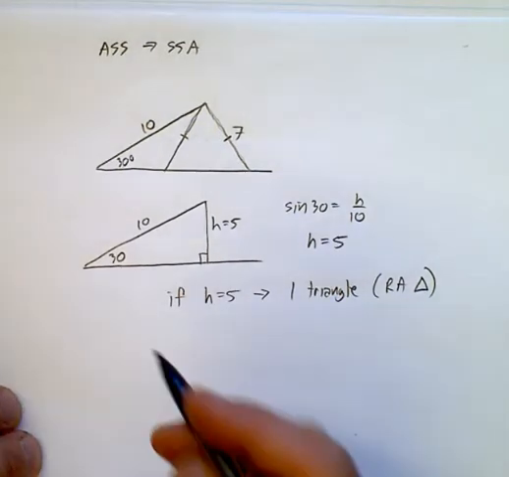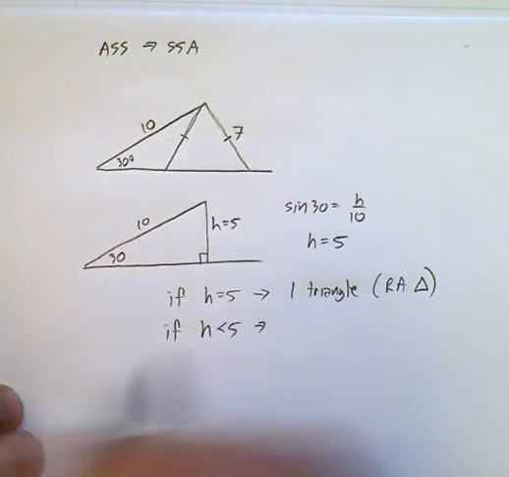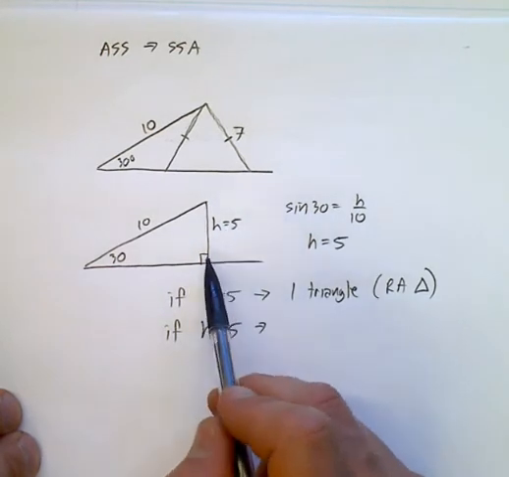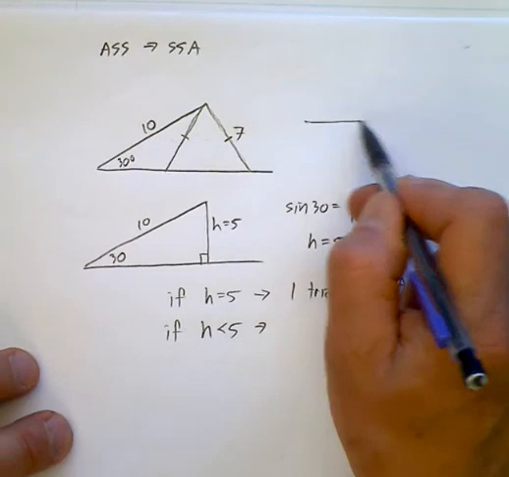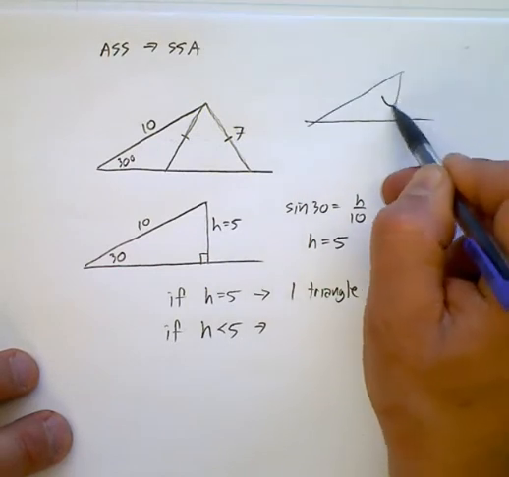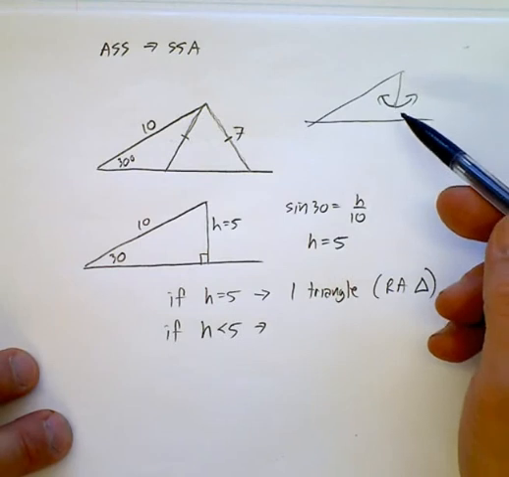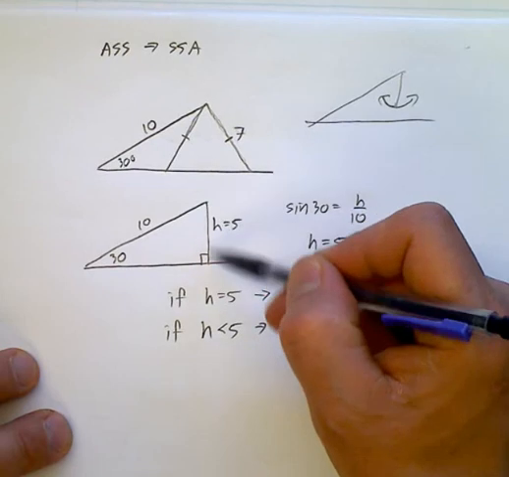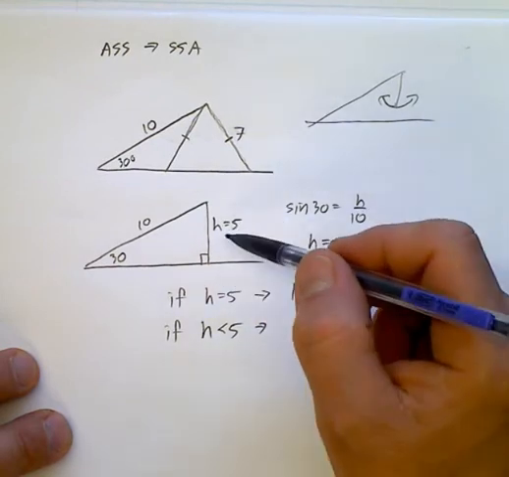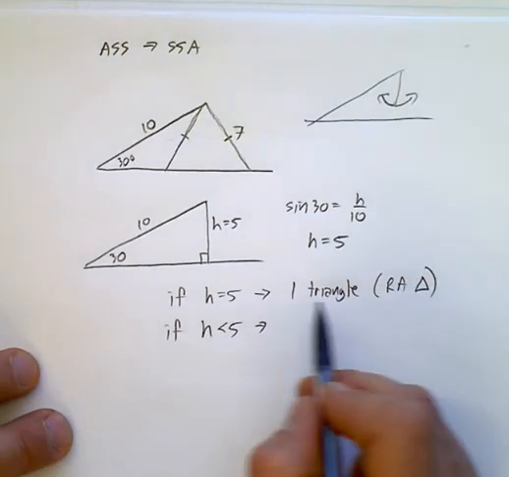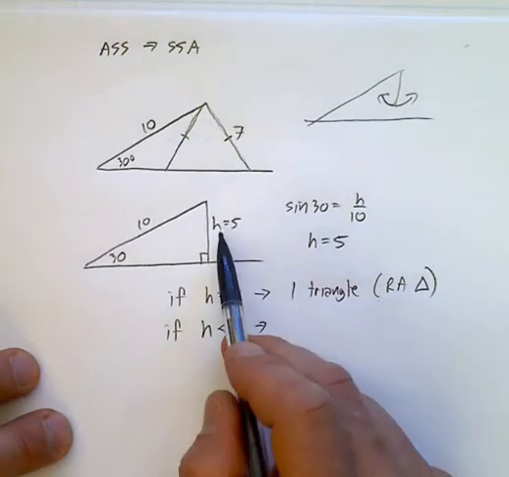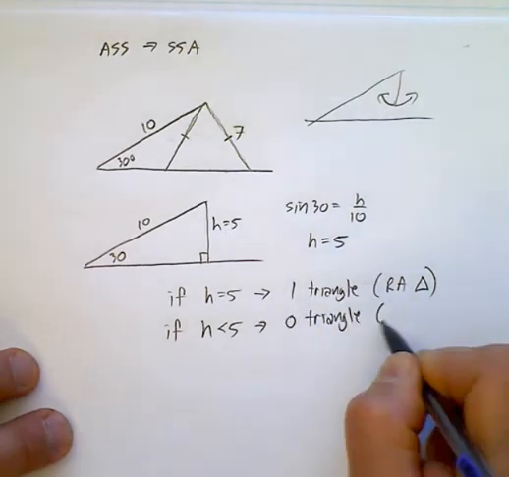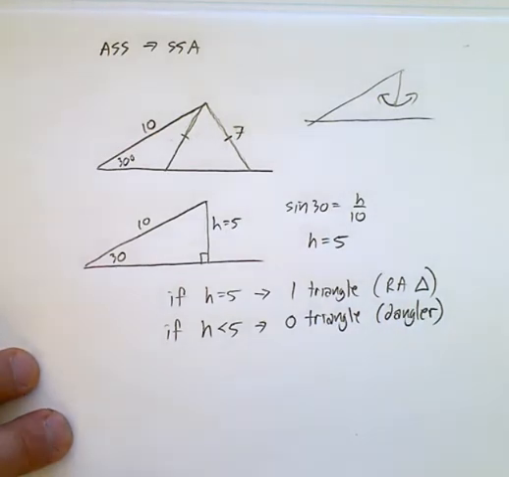Now, what happens if h was less than 5? If this side was shorter than 5, it would never actually reach the bottom. It would look like this. It'd be hanging here and swinging back and forth. It wouldn't be long enough to close off that triangle. So I call that a dangler. So you have to find that minimum length first, always. What is the shortest length that could be? If it was 5, then you tell me it's a right angle triangle. If it's shorter than 5, you tell me that you have no triangles. There are no triangles possible. I call that a dangler.